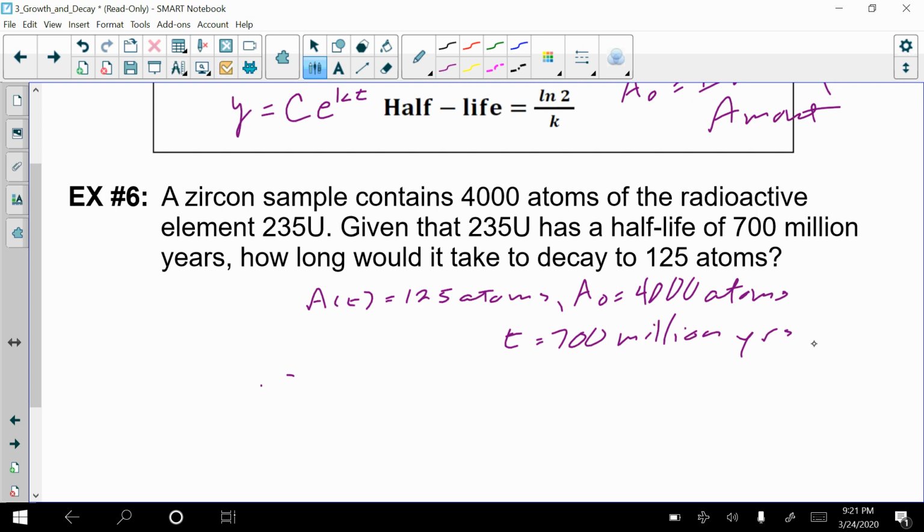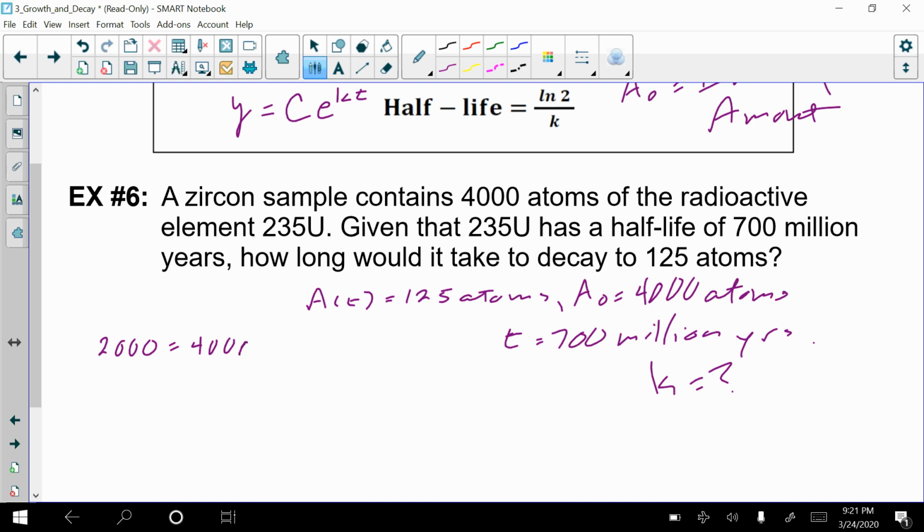Now, if you notice in the equation, one thing that we absolutely do not know right now is what k is going to be. The constant of proportionality has not been given to us. So we have to figure that out first. Now, half-life is real convenient in the fact that we know that we start with a certain amount. So after 700 million years, we're going to have half of that amount. So after 700 million years, we're going to have 2,000 atoms. And this really isn't necessary if you understand half-life to begin with. We're going to say 2,000.